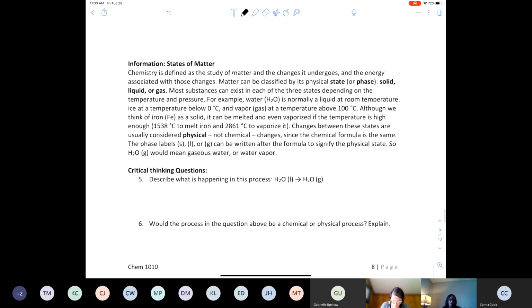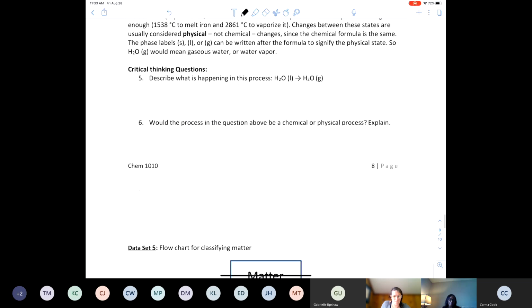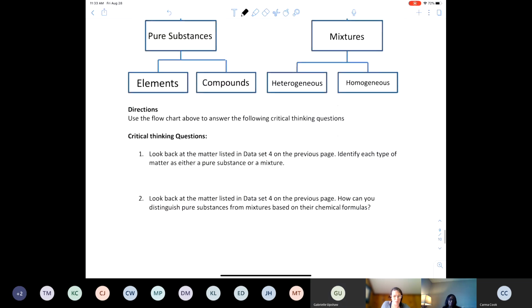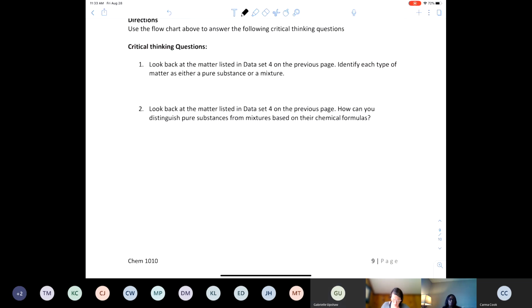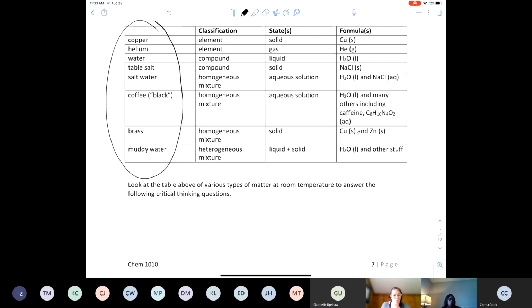So for data set 4, we talked about that. So data set 5, looking back at those substances, identify each as either a pure substance or a mixture. So the copper is pure, helium is pure, water is pure, table salt is pure, salt water would be a mixture. And then think about your coffee, what all you put into your coffee. Is it pure, is it a mixture? And then brass is an alloy, meaning it contains 2 or more different types of metals. And then muddy water, we know it contains mud and water.